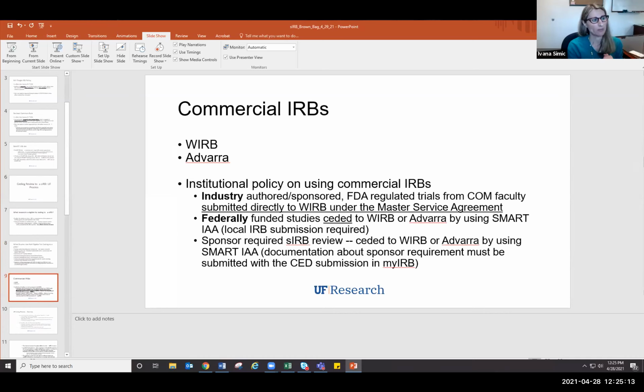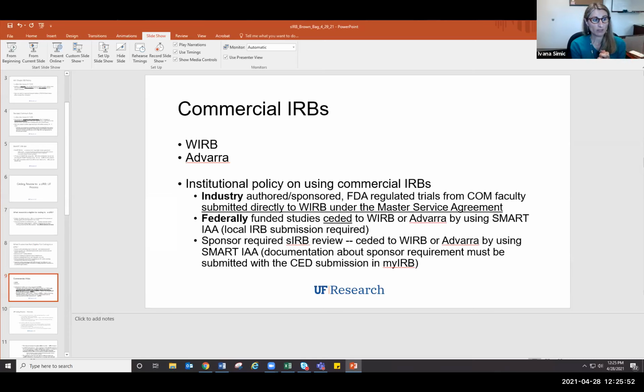What about commercial IRBs? We predominantly use two commercial IRBs, WIRB, with which we have a long-standing relationship that goes back to the 90s, and Advarra. Now, institutional policy on using commercial IRBs is pretty clear. So we have with WIRB two tracks. One track is for industry authored or sponsored FDA regulated trials from College of Medicine faculty, which directly go to WIRB without having any kind of submission to the UF IRB. And this is done under our master service agreement from the 1990s with WIRB.